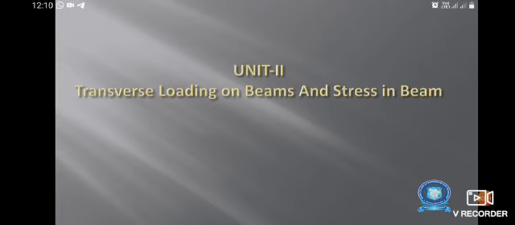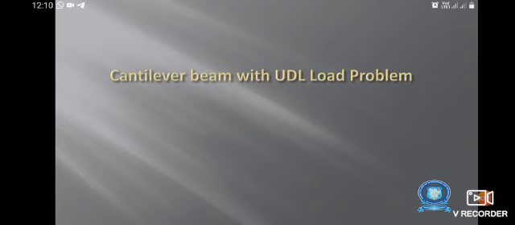Unit 2, transverse loading on beams and stress in beams. So we have a cantilever beam with a UDL load applied, based on problems. We have discussed the UDL load applied on the cantilever beam, and that type of problem we have discussed.